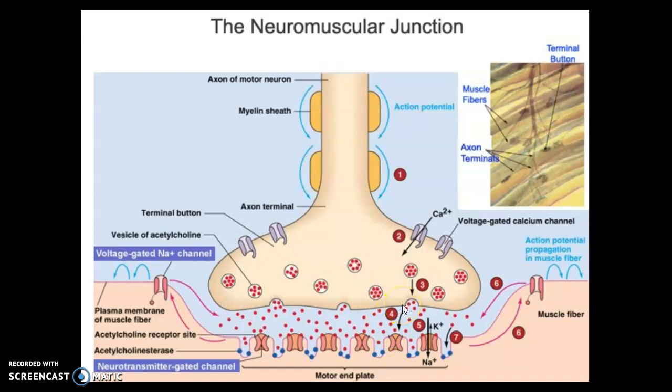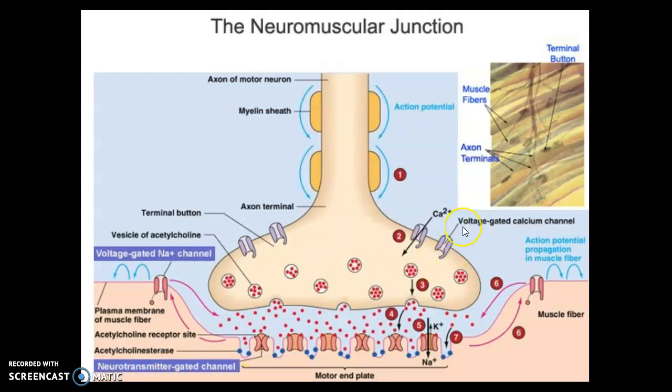Acetylcholine, or ACH, is going to travel down its concentration gradient across the synaptic cleft, which is this space right here, and bind onto these little channels. These are ligand-gated sodium channels, and what they're calling them here is neurotransmitter-gated channels. Another way of saying ligand-gated.